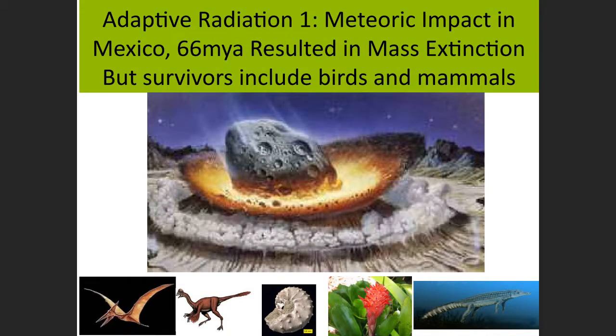Okay, so the first one is adaptive radiation, and the most common example you've probably all heard of is the meteor that hit the earth about 66 million years ago and killed most of the dinosaurs. Not all of them, because birds are dinosaurs, but it killed the pterosaurs. It killed many marine organisms. Many plant species died. I'm forgetting the names of all my ancient extinct animals here, but large classes of animals went extinct during that event.